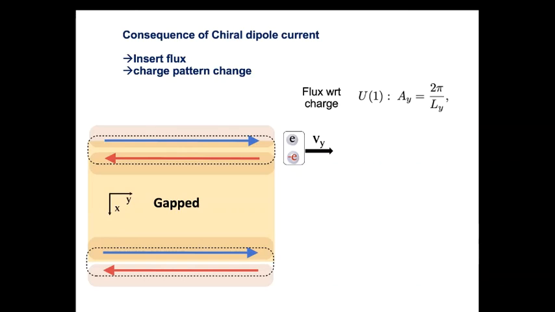In order to figure out the consequences of an insulating state with a chiral dipole current, what I can imagine is I can insert a flux and see what the total response is under a flux insertion. So suppose I make the y direction periodic. And here we still have the charge U1 symmetry. We can insert a flux with respect to the charge U1 symmetry by shifting the gauge potential A1 with a constant. Sorry, shouldn't the other boundary have opposite arrows? Yes, sorry. Okay.